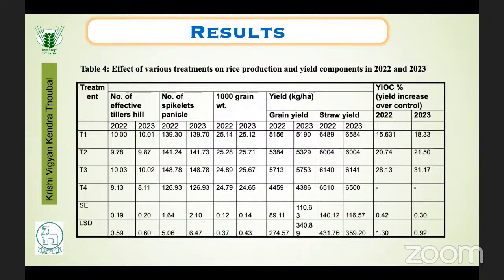Actually, madam, this particular practice is in the 2nd year trial. So right now in our district, Thoubal district, around 70% of the farmers have taken it up under different programs. Coverage is around 70%. So after the completion of the 2nd year, maybe around 90% coverage will be there.